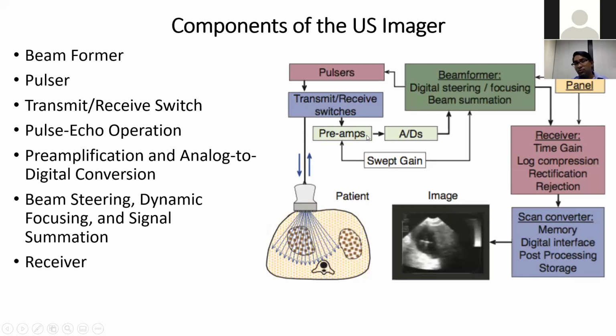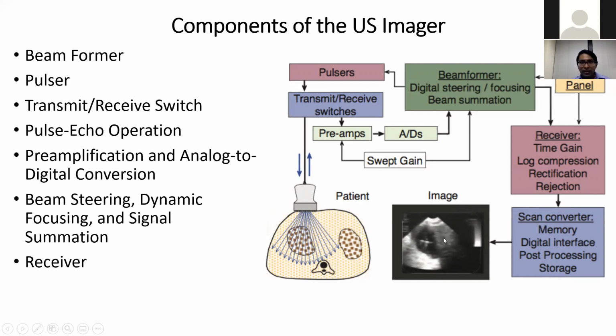Once we have these preamps, we can digitize the signal using an ADC, an analog to digital converter. The analog to digital converter then sends it to a beamformer, where the signals are delayed. And as we talked about dynamic focusing, they are focused and beamformed to form the images. Then we go to a receiver and a scan converter, and I'll talk more about these, and then we form an image. And this is how an ultrasound image would look.